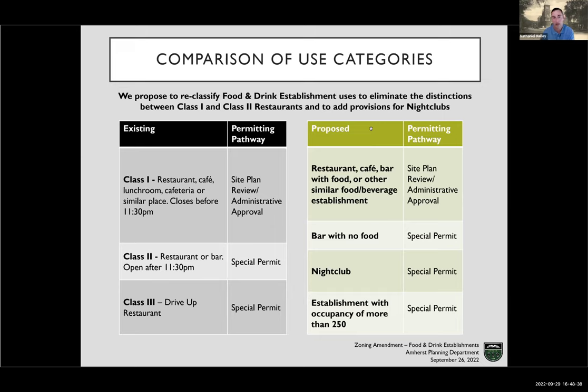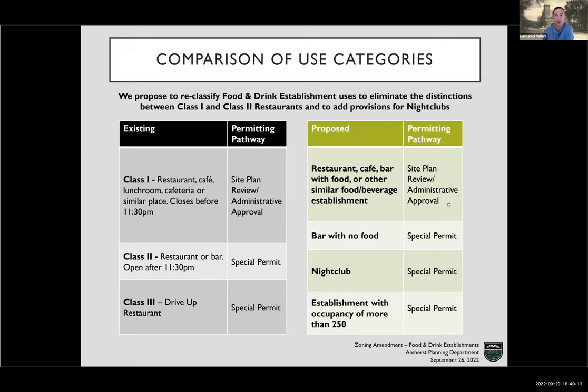Really class one and class two get combined into this first one, that site plan review and administrative approval. What's important here too is it's not a special permit, so it's not discretionary. Rob was explaining this last week, it was interesting to hear that most restaurants will come in as a class one because it's by site plan review. They say they're going to be open till 11, they're not going to stay open late. They get permitted as a class one, and then immediately once they get that approval and they get the space open, they just turn around and apply as a class two.